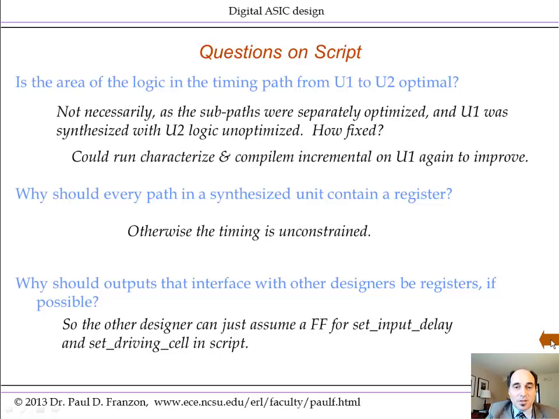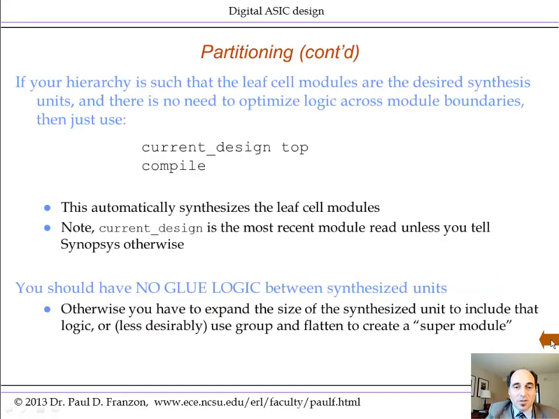Now, there we hand managed the design because the hierarchy that was specified by the designer was less than perfect. If you have a perfect hierarchy, it is much simpler to do your design, and this is what you should aim to do in your project. And that is quite simple. Current design to top, compile. What this actually does is automatically do a characterize and compile for each module within the design. And again, this only works if you don't have glue logic above the leaf cell level. And I'll show you how to fix that in a moment.